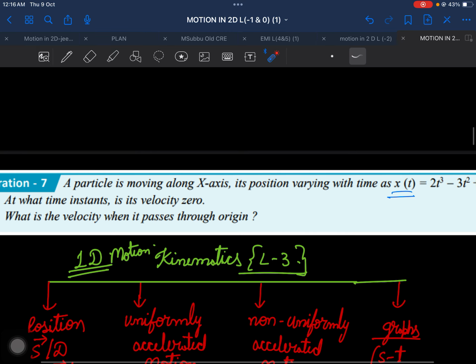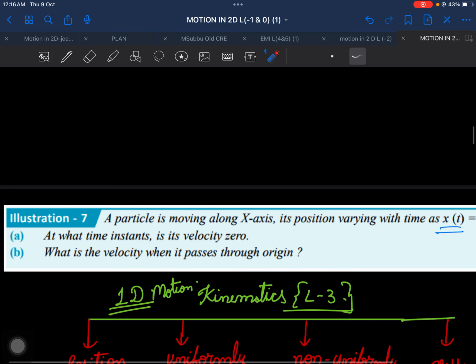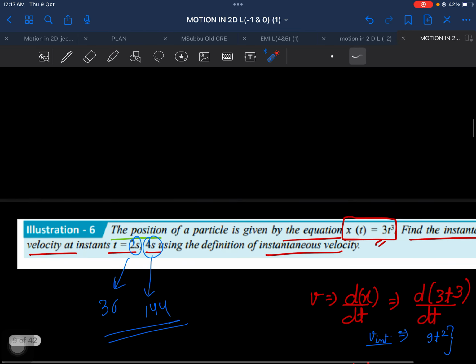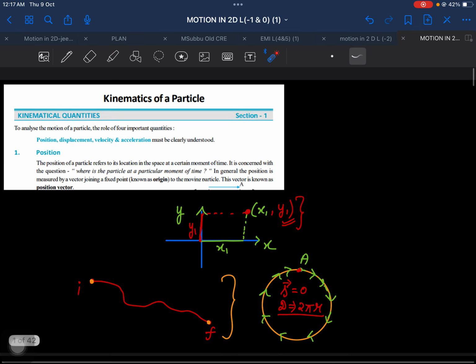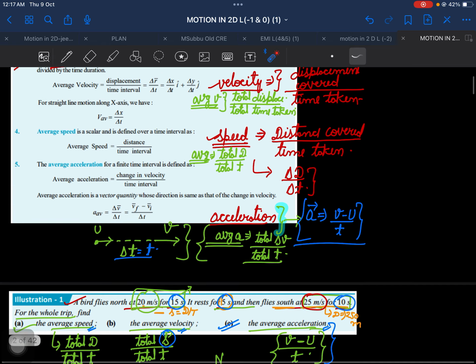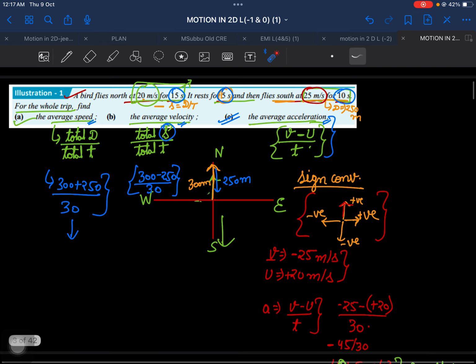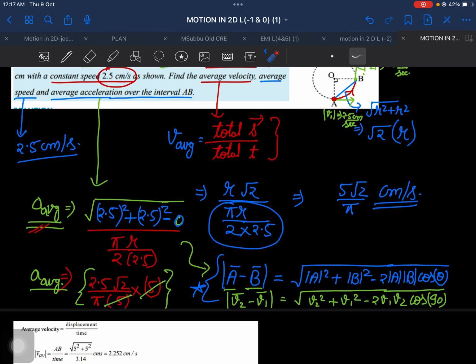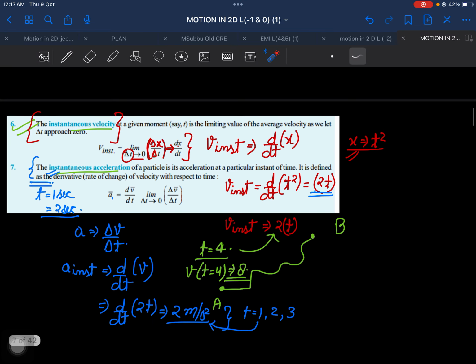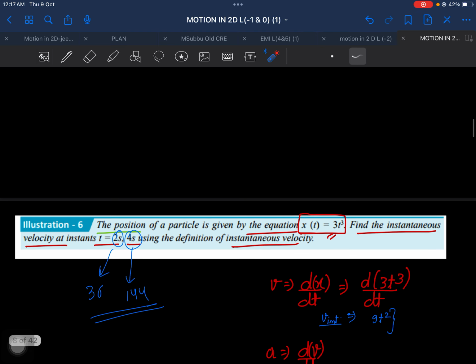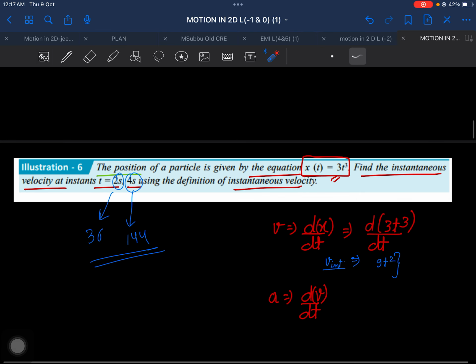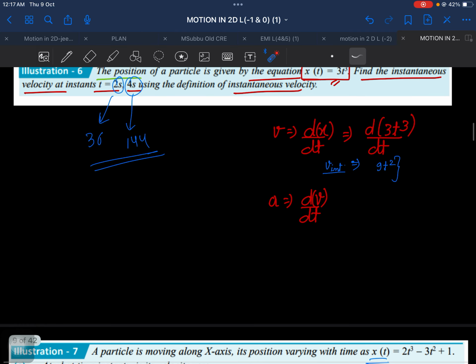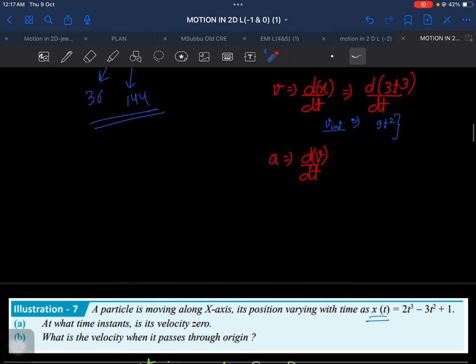Okay, so yeah, this is our question that we have to solve. What we have seen till now: we have covered the concept of position, displacement, distance, velocity, speed, acceleration, average value of acceleration, average value of velocity, average value of speed, and instantaneous value of velocity. So now we will deal with some questions based on instantaneous velocity or instantaneous acceleration. Let me remind you before starting, what do you mean by instantaneous velocity?